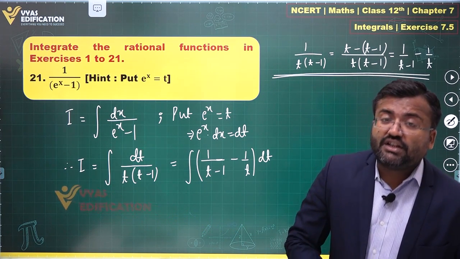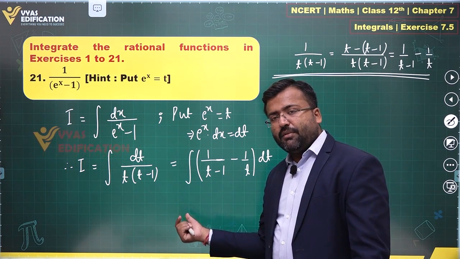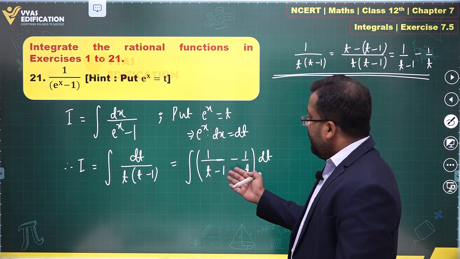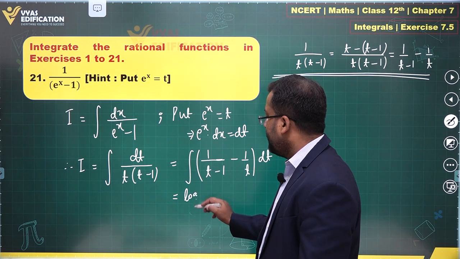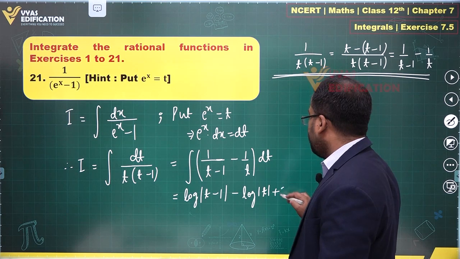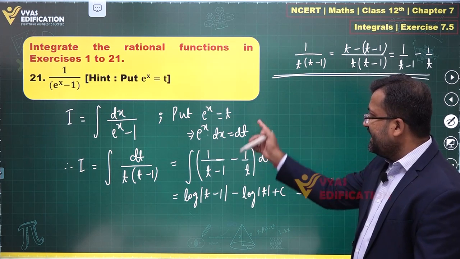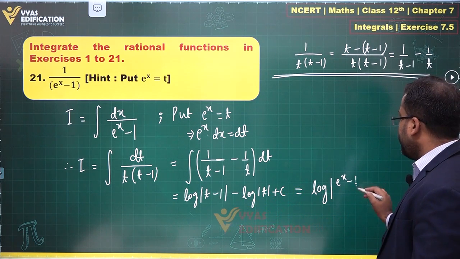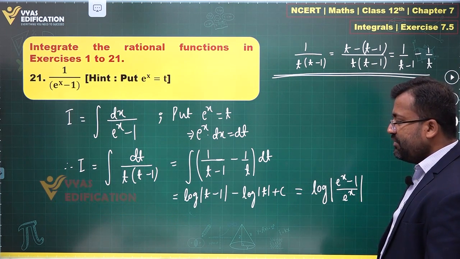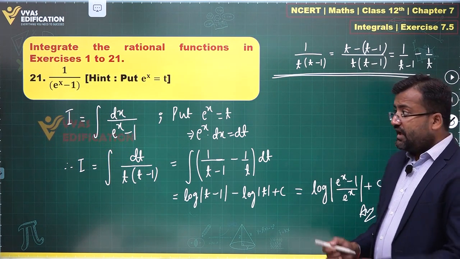But if we want to use the method, that's not an issue. So 1 upon t times t minus 1 can be written as a upon t plus b upon t minus 1. You can get the values of a and b by comparing the coefficients of the numerator, right? Let's see. This becomes log modulus t minus 1 minus log modulus t plus constant, which is equal to log modulus of this upon this, and t can further be replaced as e power x. T is e power x, therefore t minus 1 will become e power x minus 1, t will become e power x, plus constant, and that is the required answer for this question.